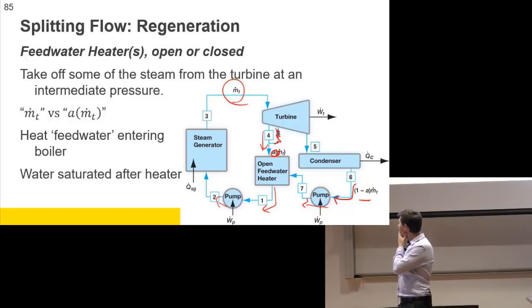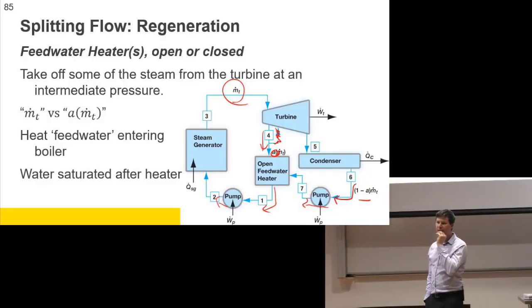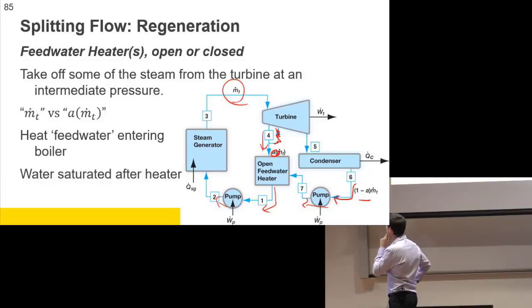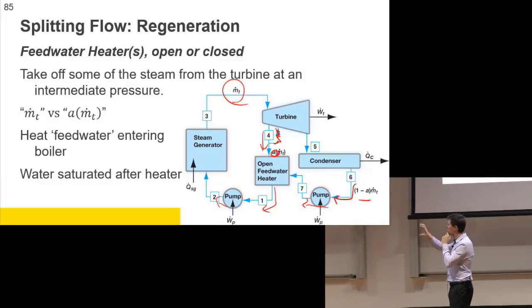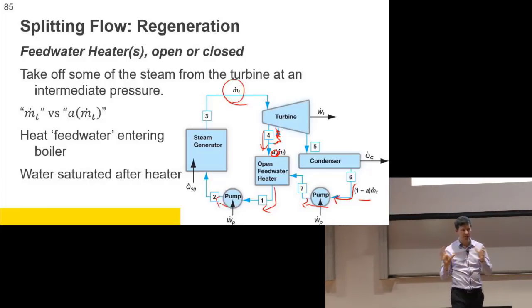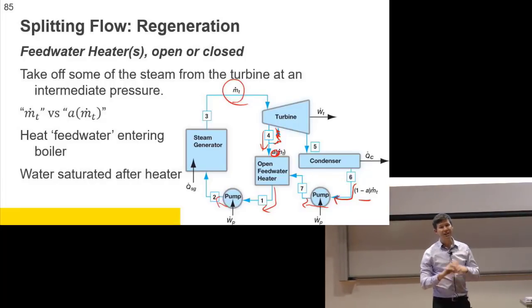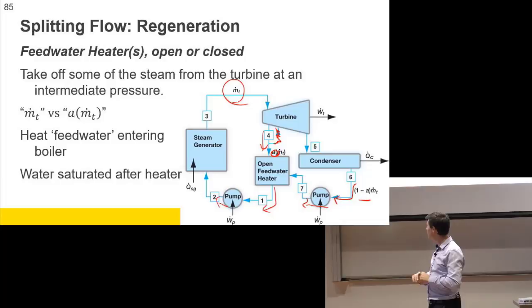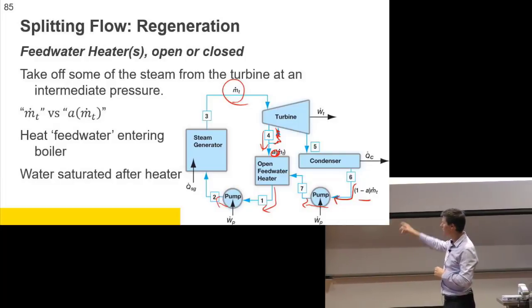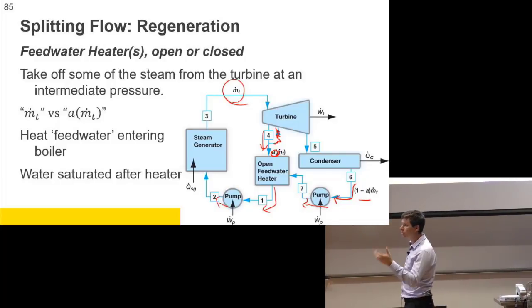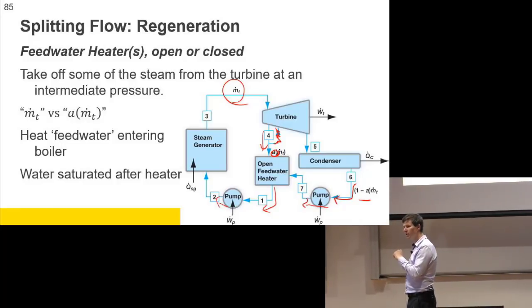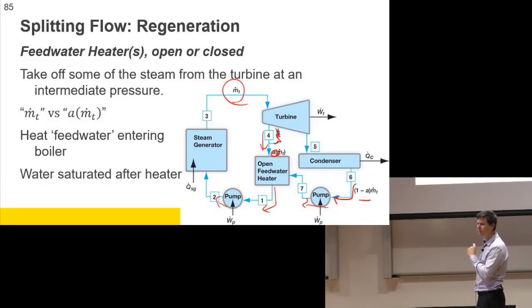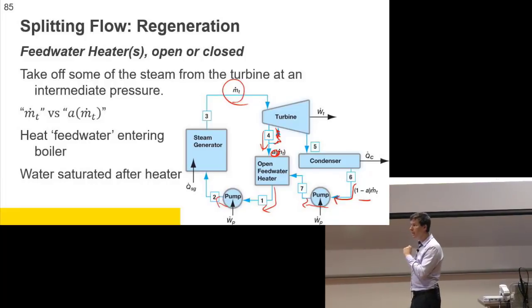The benefit of this is that, assuming everything else is adiabatic and isentropic, the only heat out of the system is the heat you lose through the condenser. And thermal efficiency is 1 minus heat out divided by heat in. Does that sound right? Yes?